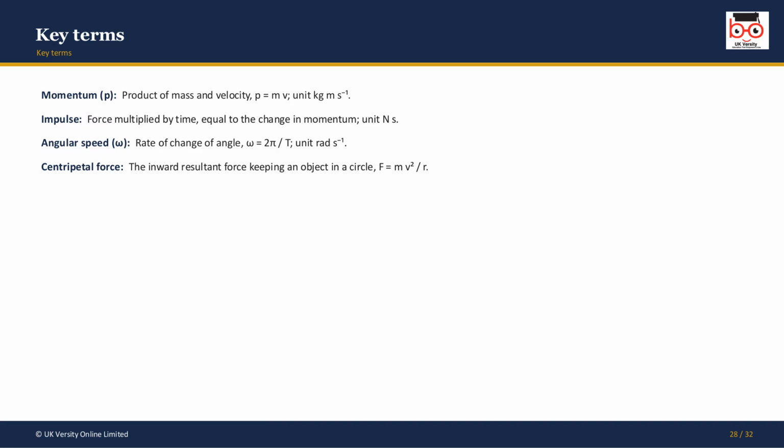Let's gather the key terms from this second half. Momentum is mass times velocity in kilogram meters per second. Impulse is force times time, and it equals the change in momentum measured in Newton seconds. Angular speed, omega, is the rate of change of angle, equal to 2 pi over the period in radians per second. And the centripetal force is the inward resultant force that keeps an object moving in a circle, equal to mass times v squared over r.